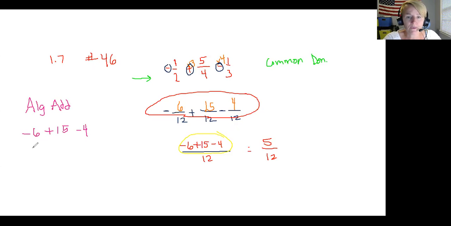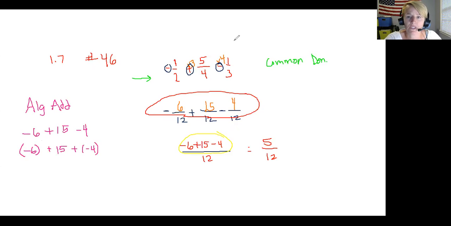And so what they would want you to do is the addition of the opposite. And when you do this, the algebraic addition, you put all of your negatives in a parentheses like that. So you have a -6 in a parenthesis plus 15 plus a -4.